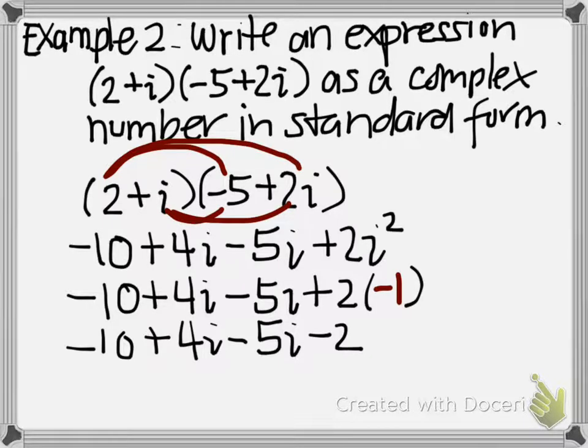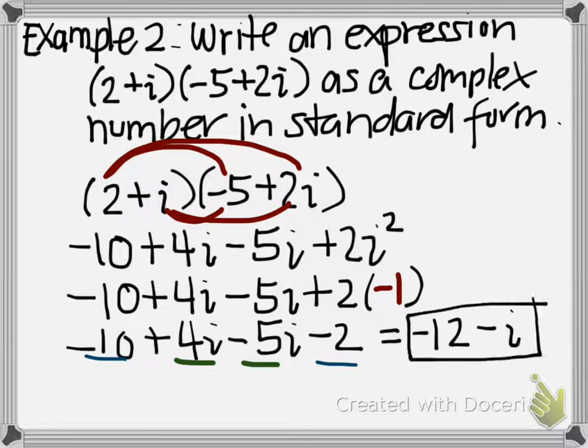And again, at this point, we're just combining like terms. So in this case, the negative 10 and negative 2 can go together. The 4i and the negative 5i go together. So our final answer is negative 12 minus i.